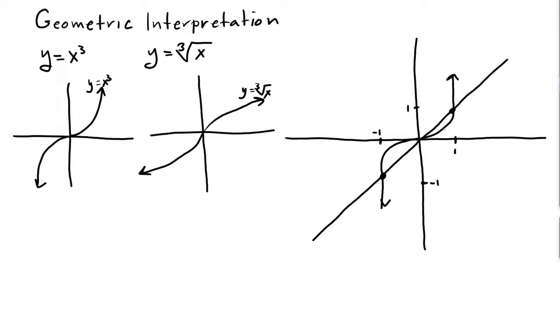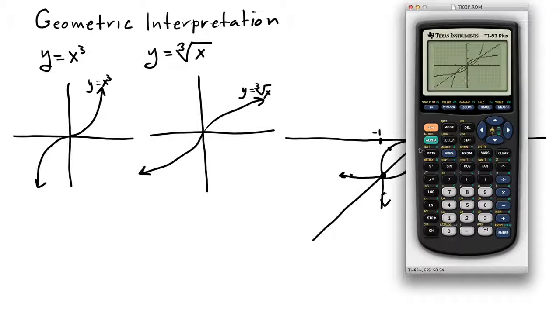When I do the cube root, what happens is any point over here is going to land over there, so I'm going to get this. Any point over here is going to land over here, so I'm going to get that. Same thing down here. If I have a point here, it goes here. And if I have a point here, it goes here. Okay? So that's kind of an exaggerated version of what you can see on the calculator.